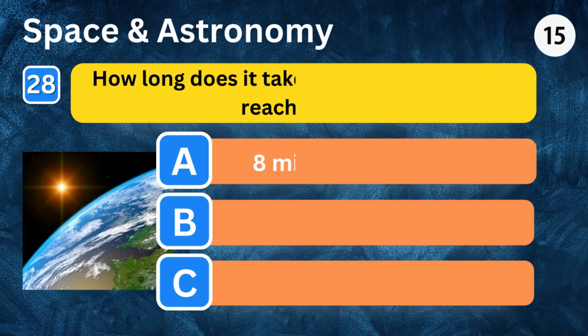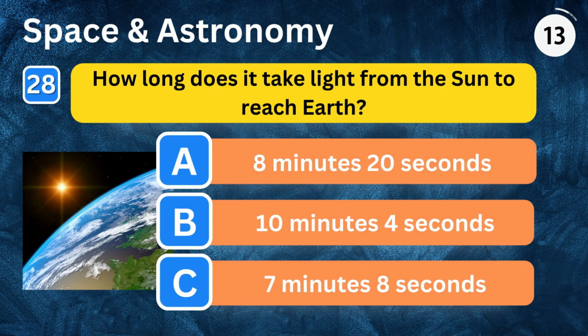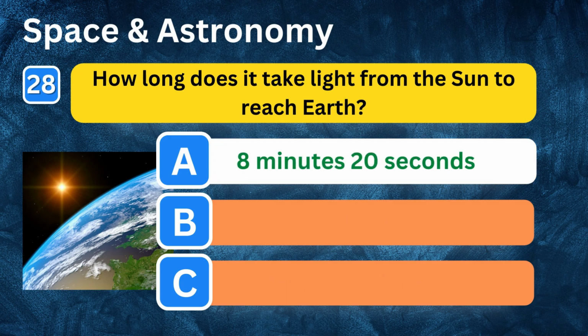Question 28. How long does it take light from the Sun to reach the Earth? Is it 8 minutes 20 seconds, 10 minutes 4 seconds, or 7 minutes 8 seconds? And the answer is 8 minutes 20 seconds.